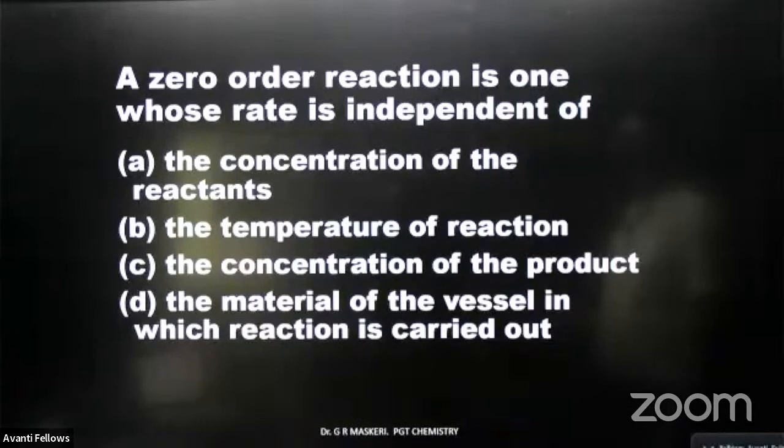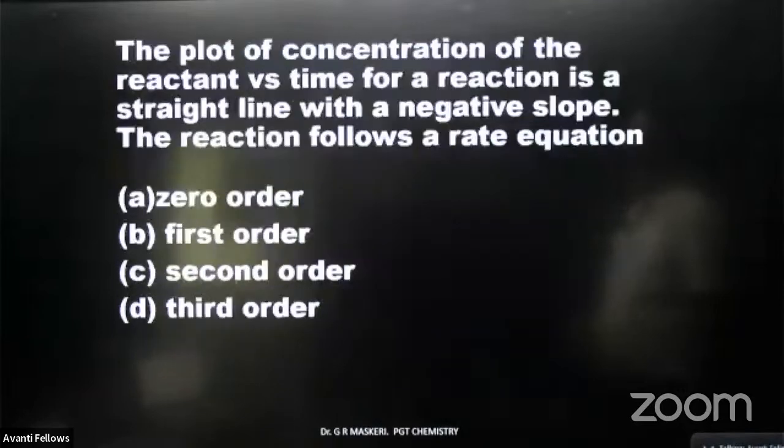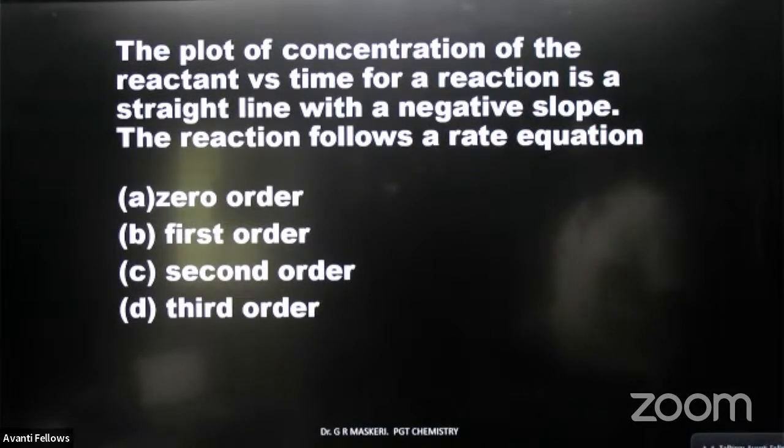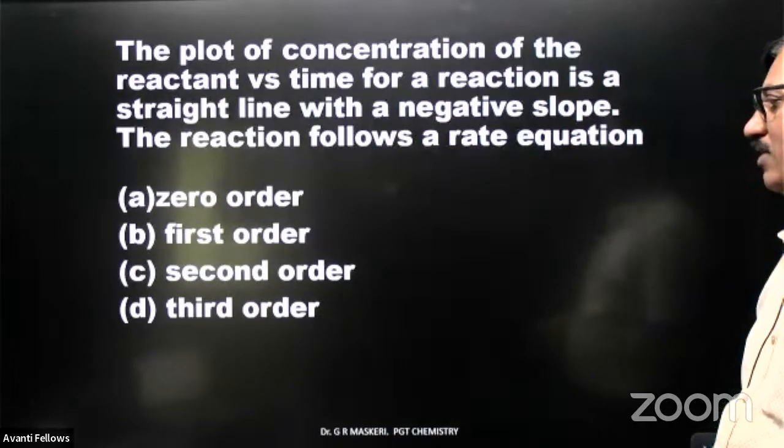Option A. The zero order reaction is one where the rate is independent of the concentration of the reactants. Then the plot of concentration of reactant versus time for a reaction is a straight line with a negative slope. The reaction follows the rate equation of zero order, first order, second order, third order.